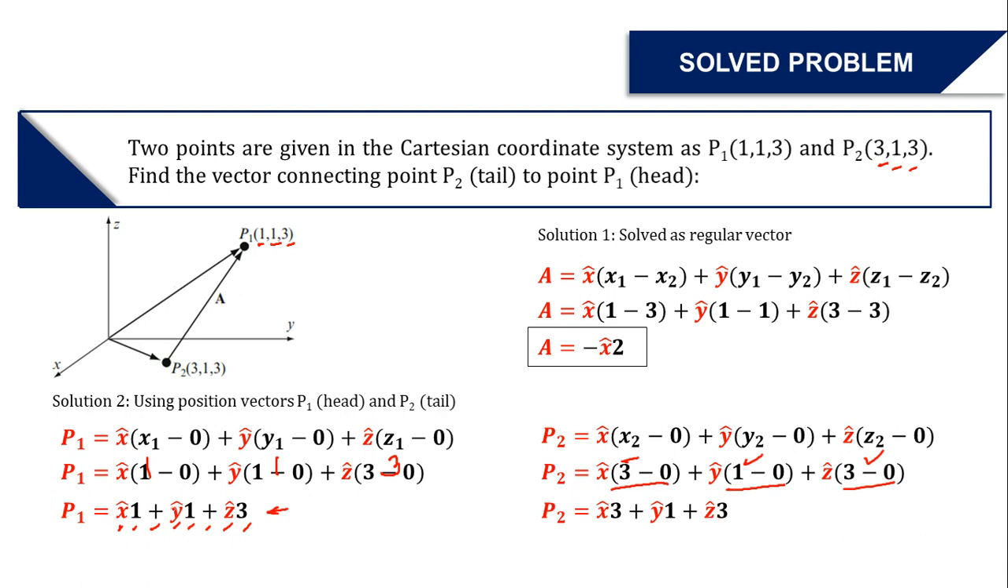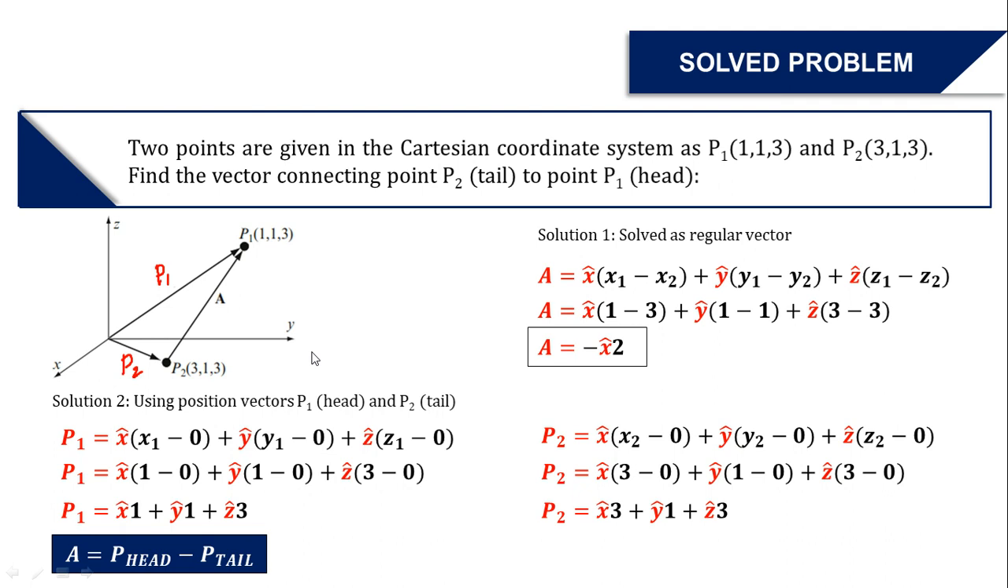So, right now, we have na yung ating position vector 1 and position vector 2, right? So, we are now ready to solve for the vector using these position vectors. So, sabi natin, by definition, yung ating vector connecting 2 points is equal to the position vector ng head minus the position vector ng tail. And yung ating head is yung ating P sub 1. And yung ating tail is yung P sub 2. Okay?